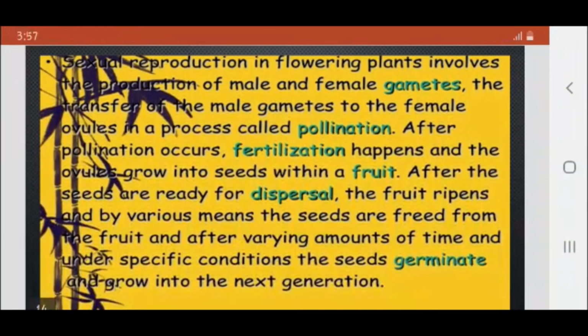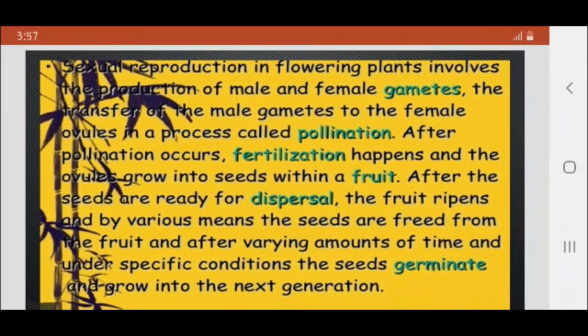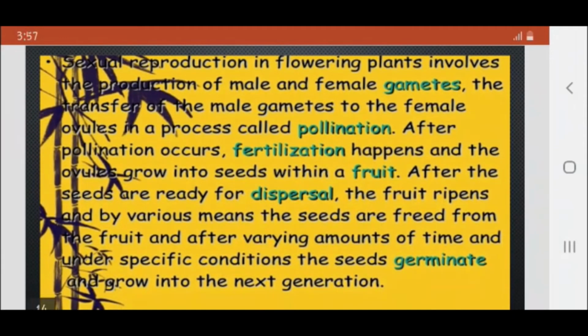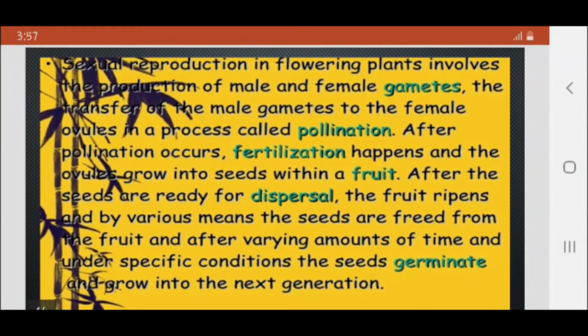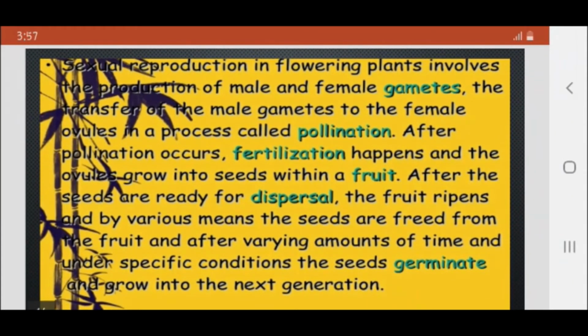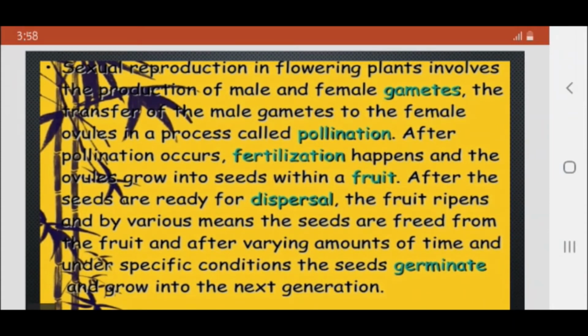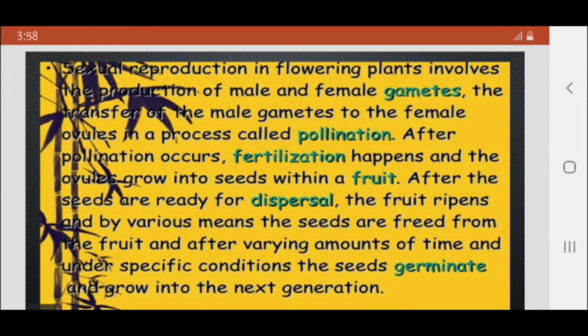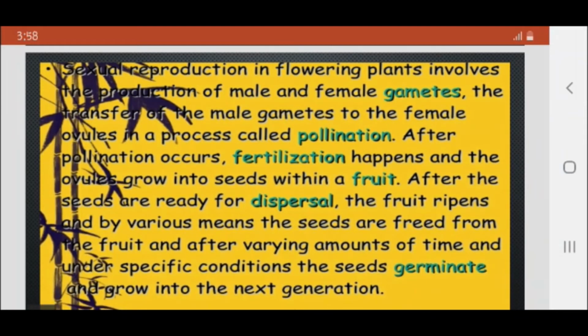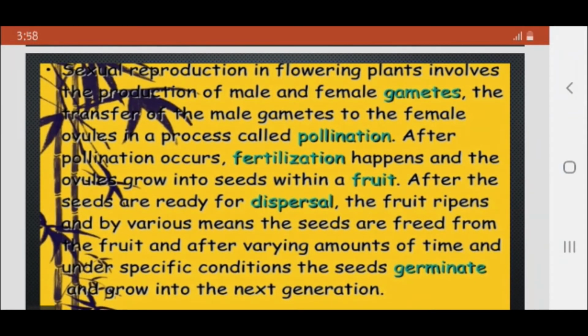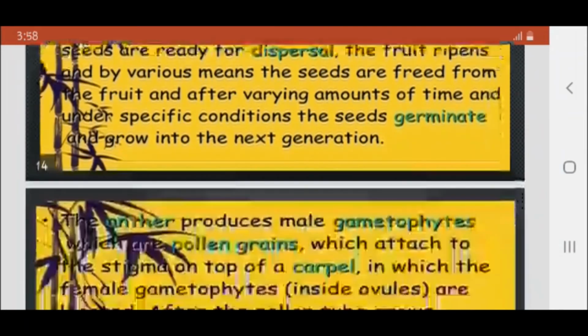Sexual reproduction in flowering plants involves the production of male and female gametes. The transfer of the male gamete to the female ovules is a process called pollination. After pollination occurs, fertilization happens and the ovule grows into a seed within a fruit. After the seeds are ready for dispersal, the fruit ripens and by various means the seeds are freed from the fruit, and after a varying amount of time and under specific conditions, the seeds germinate and grow into the next generation.